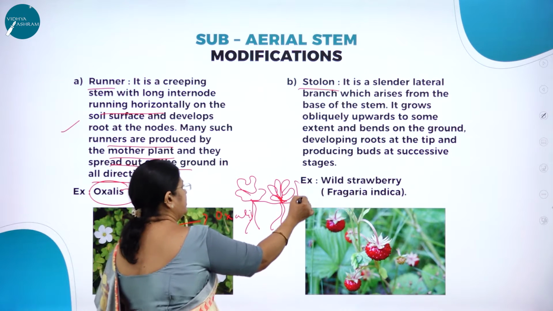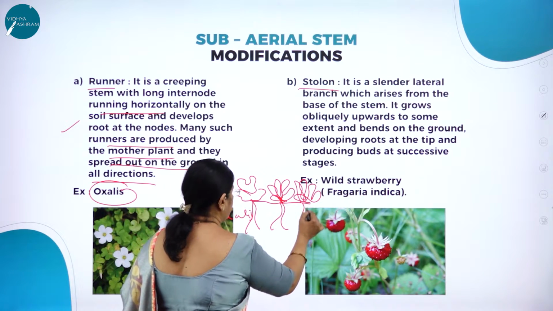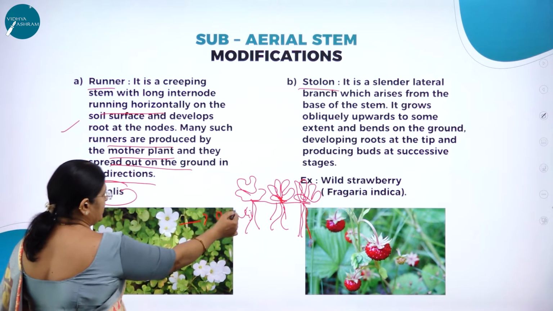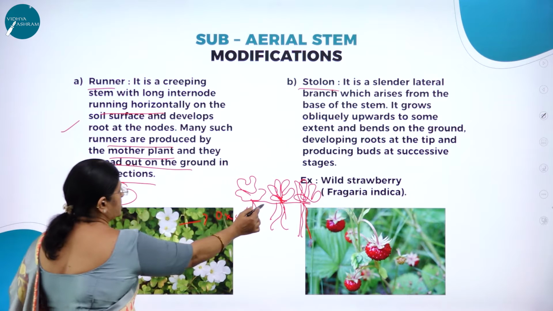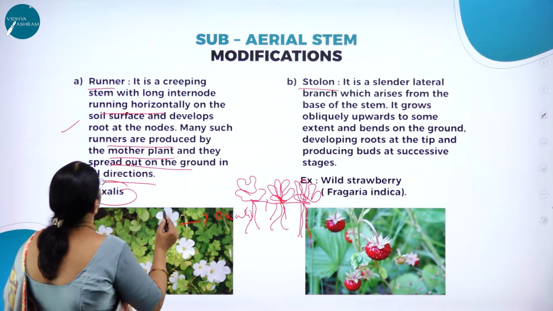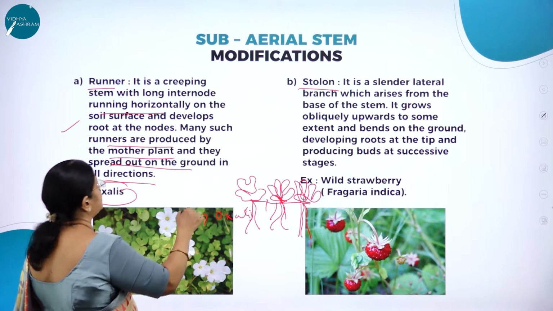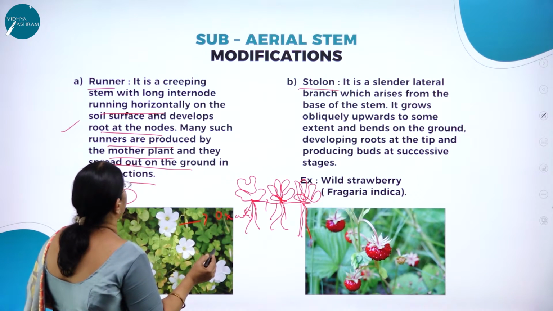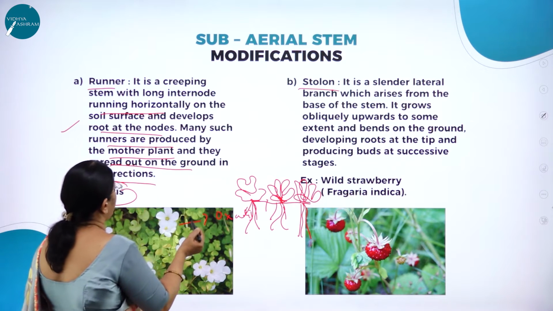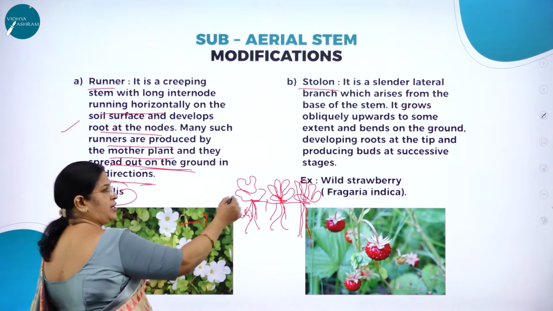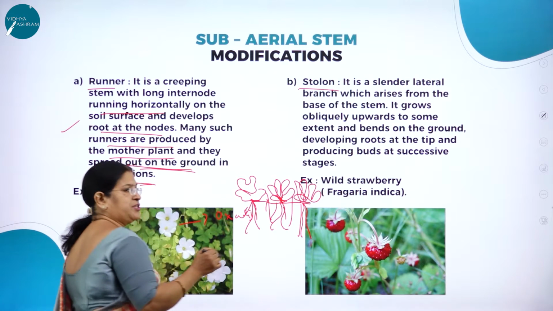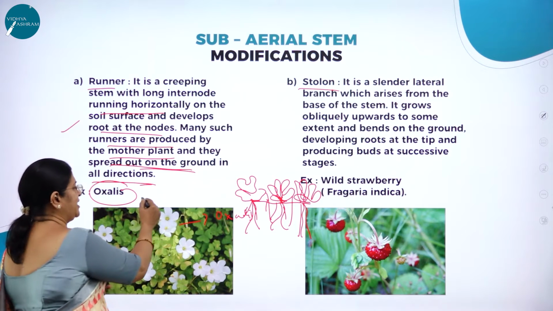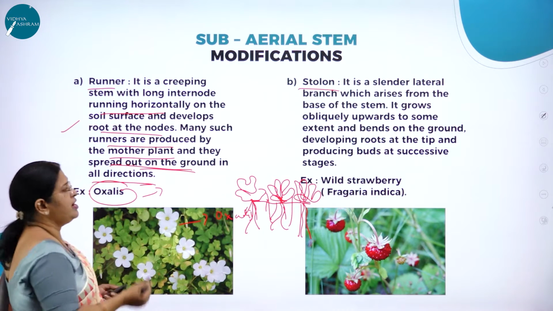So you can see the roots like this. So that is oxalis. It is a creeping stem with long internodes. Here you can see the long internodes running horizontally on the soil surface and developing roots at the nodes. Many such runners are produced by the mother plant and they spread out on the ground in all directions. When it is cut, it develops into a new plant. So this is a classical example for runner. Oxalis is a classical example for runner.